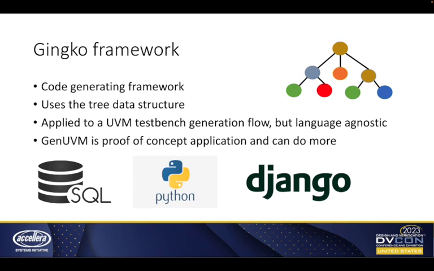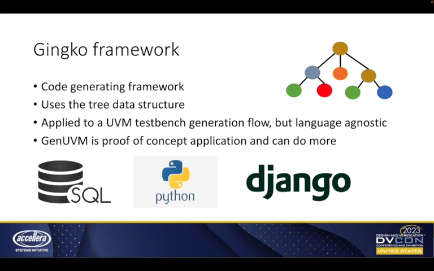So we developed a novel code generation framework. We named it Jinko. Why do we call it Jinko? Since it's a framework to generate code, it is pronounced similarly to Ginkgo tree, and internally our data structure is based on a tree data structure. That's the reason we call it Jinko.